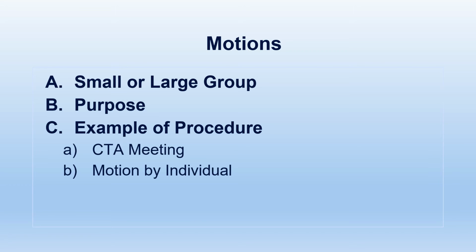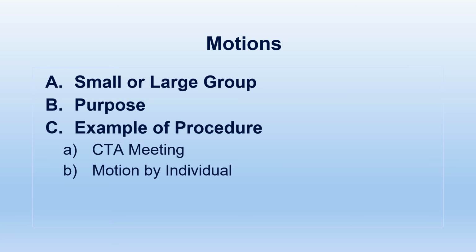There's a difference between individual motions and those by committee. Individual motions require a second. For example, I stand or raise my hand to indicate I would like to speak. The chair recognizes me. I speak, make a motion, which is a recommendation, for example, for the CTA to provide $2,000 in support of the creation of a middle school tennis league and to pay for equipment and coaches.